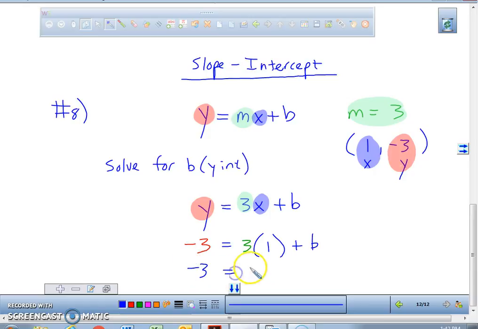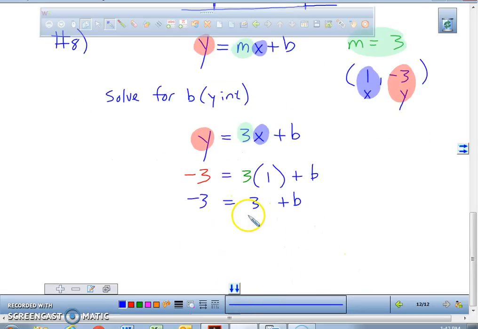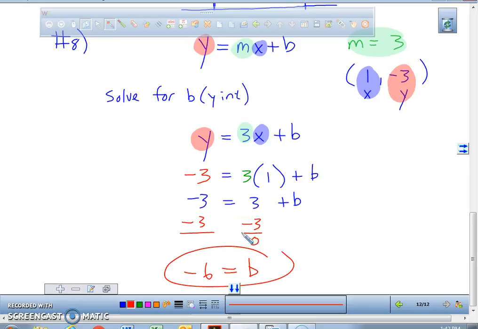Negative 3 equals 3 plus b. And what's the only step I have to do, basically? Just subtract 3, right? On both sides. That zeroes out. And what is my b value? Negative 6.